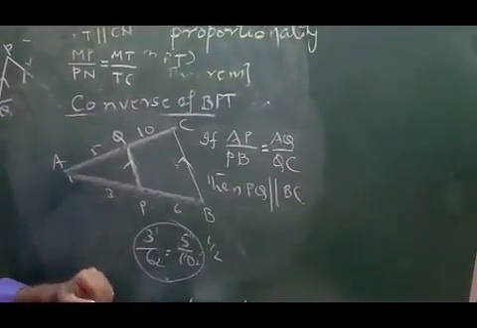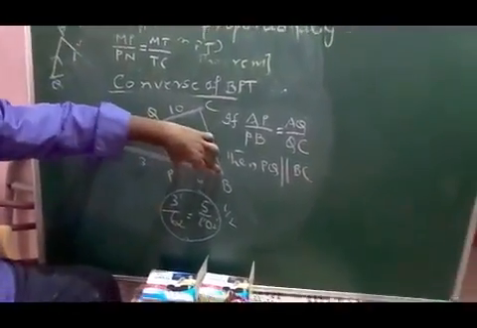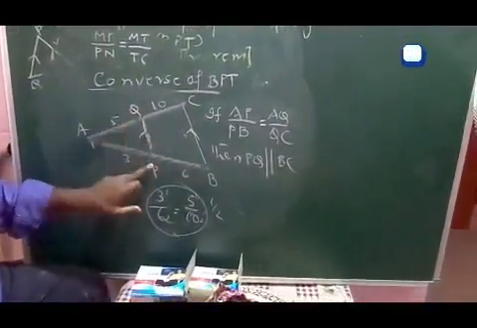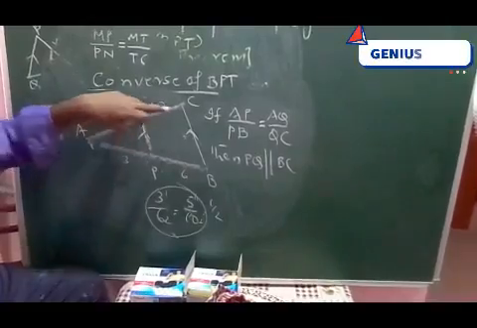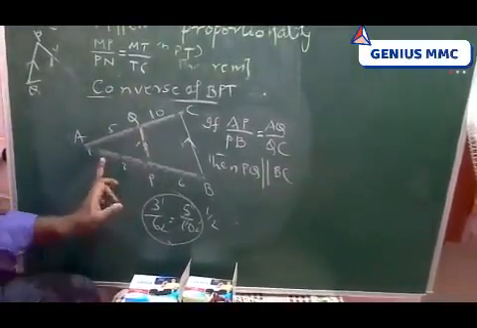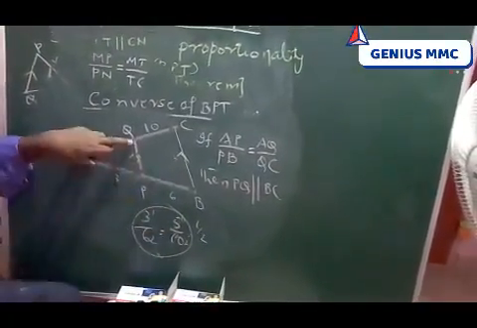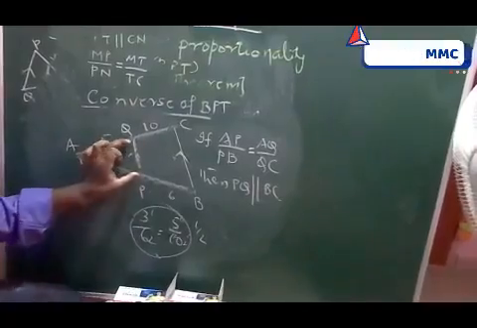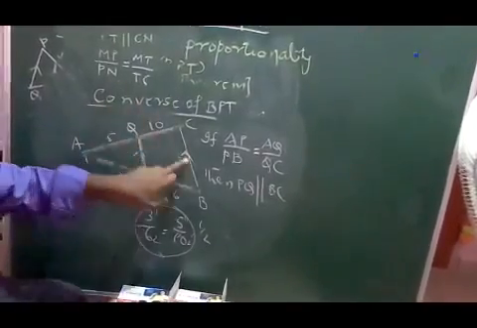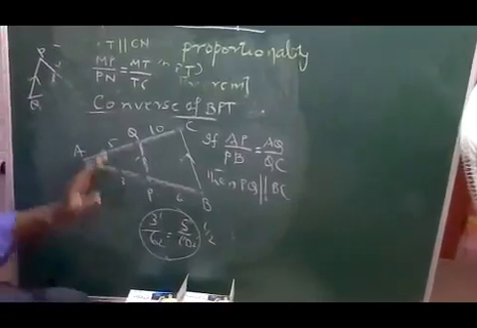So this is called the converse. How to state it? If a line divides two sides of a triangle in the same ratio or proportion, then that line is parallel to the third side. It's parallel to the third side. So this is the statement of the converse.